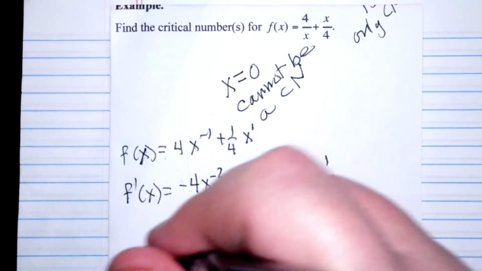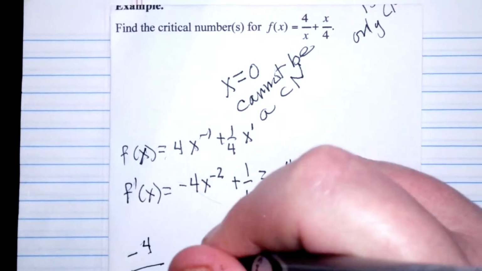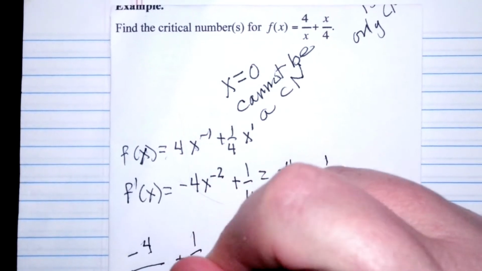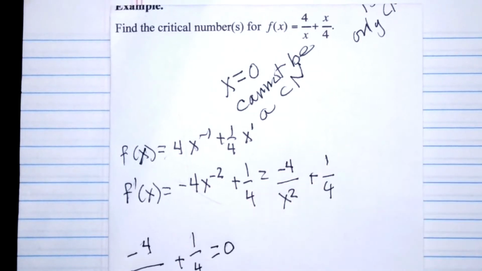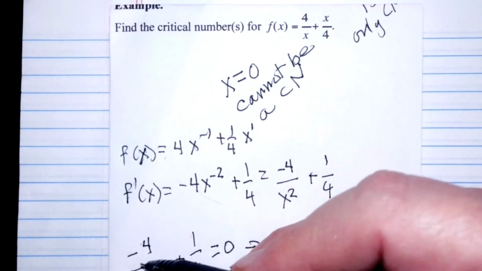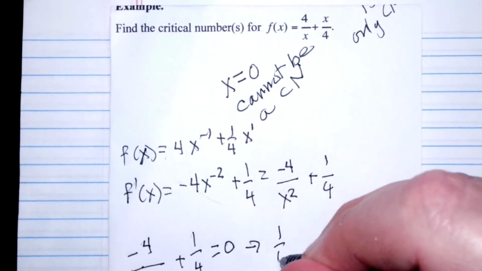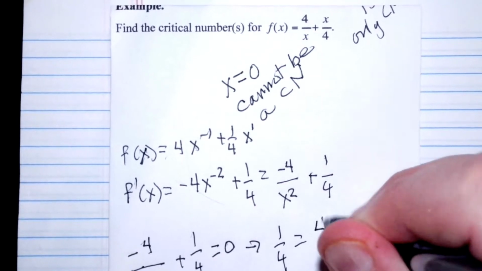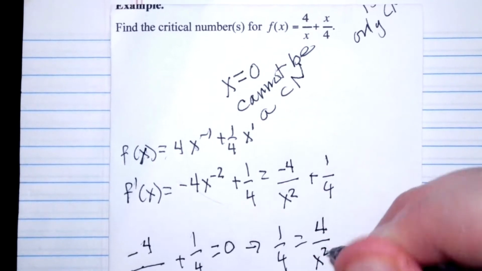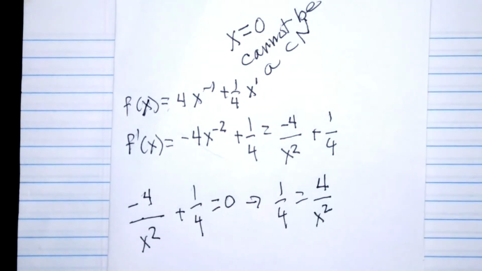Alright, so let's set this equal to 0. And I'm going to rewrite this equation by pulling the negative 4 over x squared over to the other side, so we get 1/4 equals 4 over x squared. Now the reason I did that is that I want to use the principle of cross multiplying.